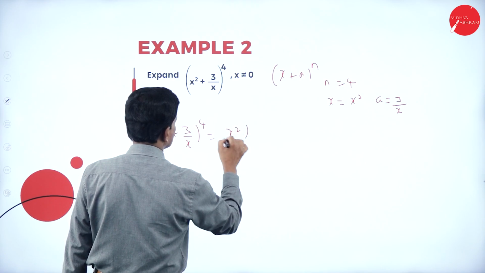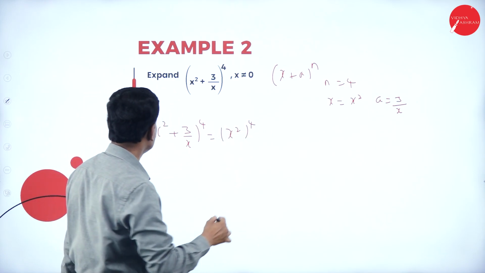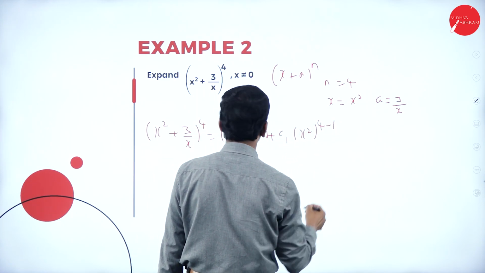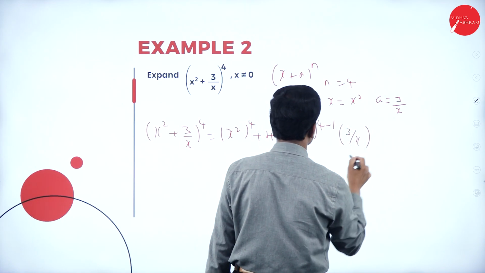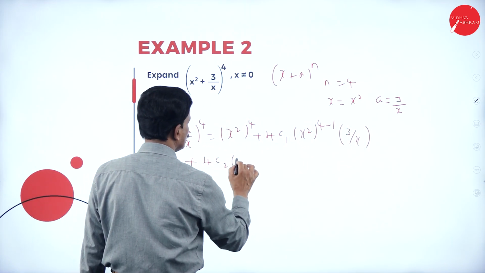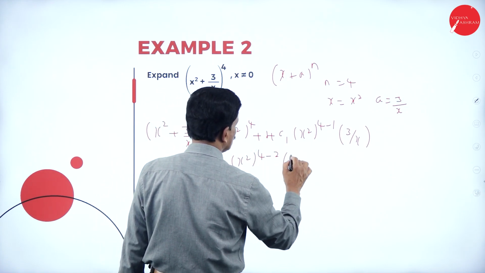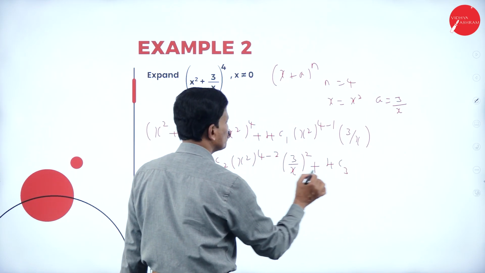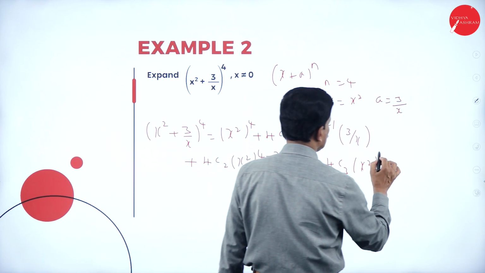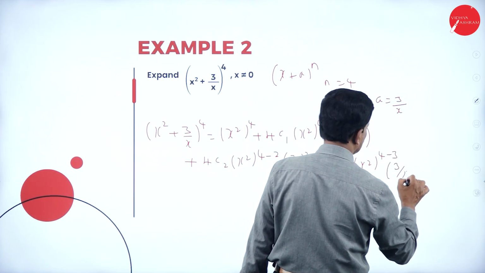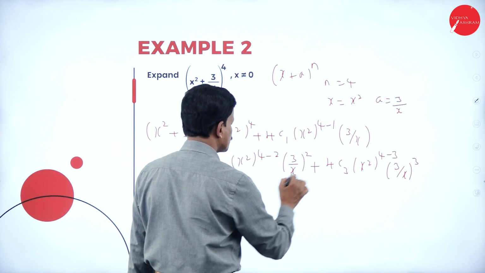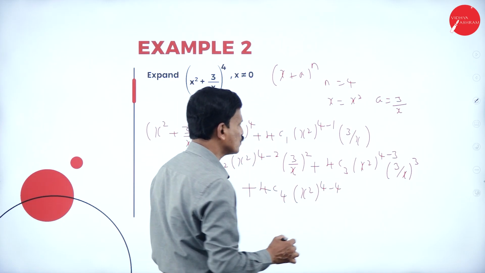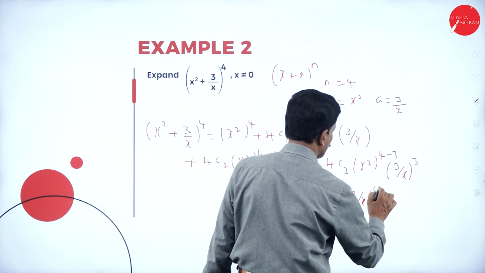Now, using binomial theorem, you can write (x square plus 3 by x) to the power of 4 as x raised to n, that is (x square) whole raised to 4, plus nC1, 4C1, x to the power of n minus 1, 4 minus 1, into a, 3 by x, plus nC2, 4C2, x to the power of n minus 2 into a square, after 4C2 it is 4C3 x to the power of n minus 3, that is 4 minus 3, into (3 by x) whole cube, plus the last term is 4C4 x to the power of n minus n, 4 minus 4, into a to the power of 4.